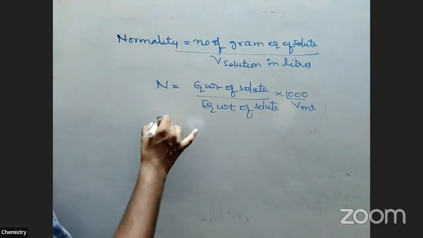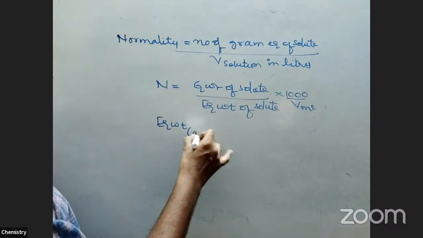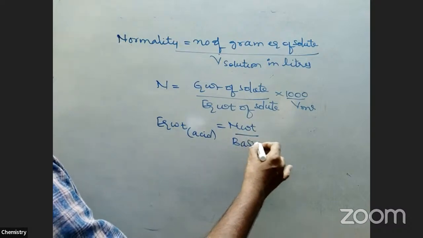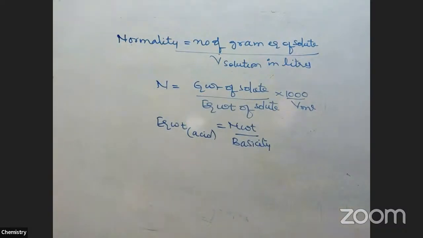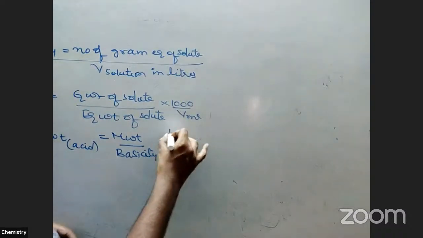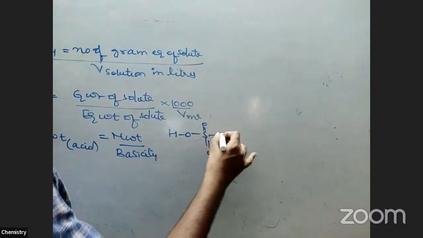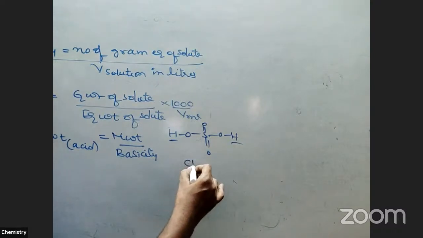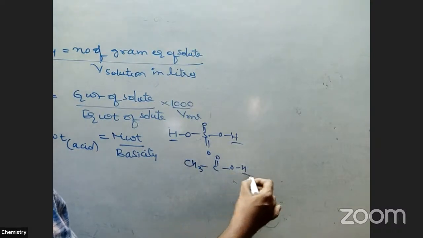First, how to find equivalent weight. In case of acids, it is molecular weight of acid by basicity of acid. What is basicity? How many hydrogens are displaced by the acid, that is called the basicity of the acid. We take the example H2SO4. These hydrogens are attached to oxygen and can be displaced, so basicity is 2. In acetic acid, the hydrogen attached to the more electronegative oxygen can be displaced, so basicity is 1.